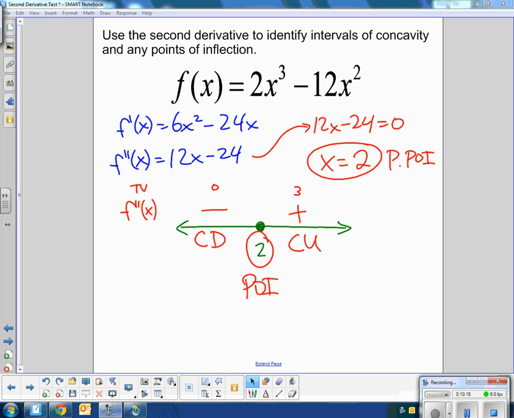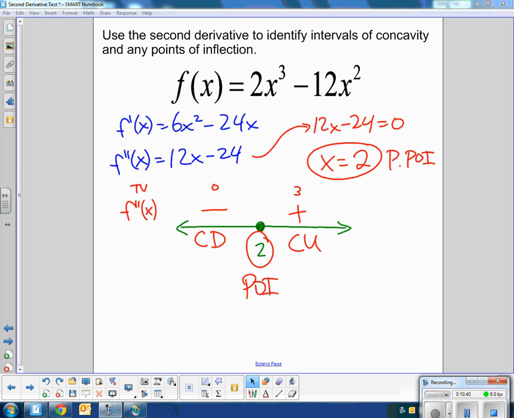So when you got down to the second derivative level, 12x minus 24, set that equal to 0. Get that x equals 2 as a possible point of inflection. And on your interval test, to the left of 2, you should see concave down because the second derivative would be negative. To the right of 2, you would see concave up, again because the second derivative is positive.